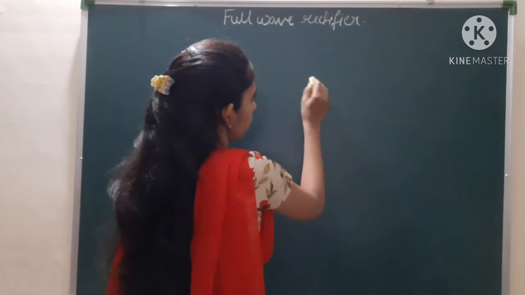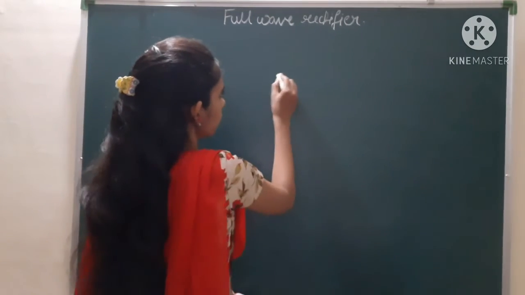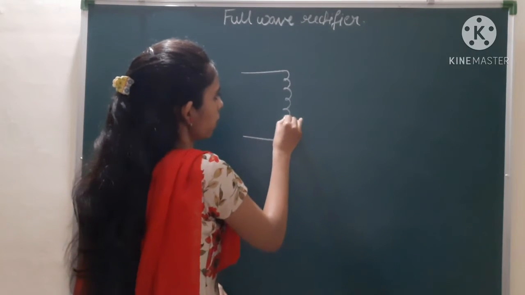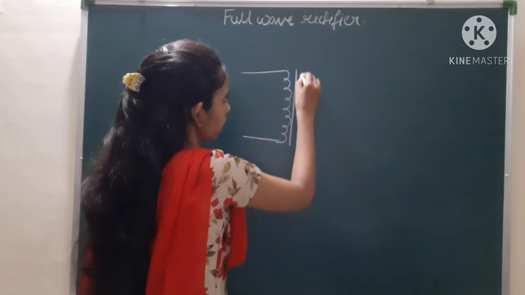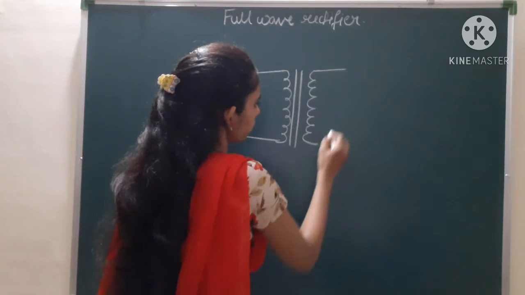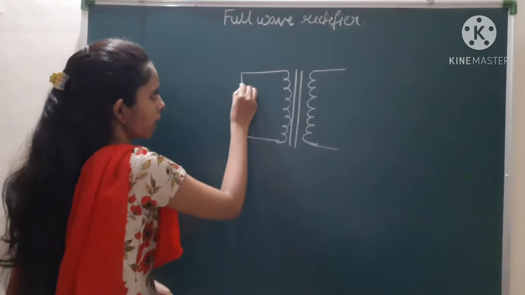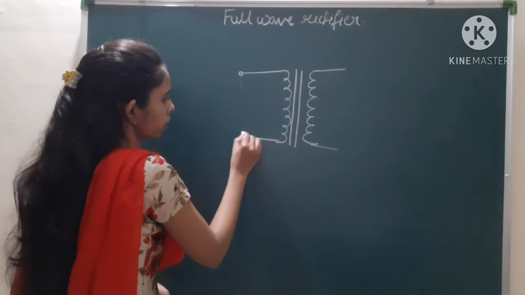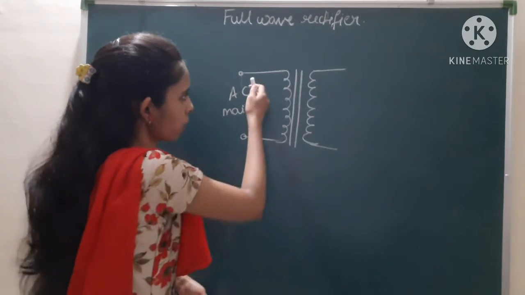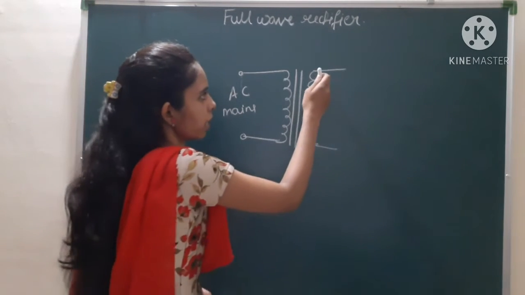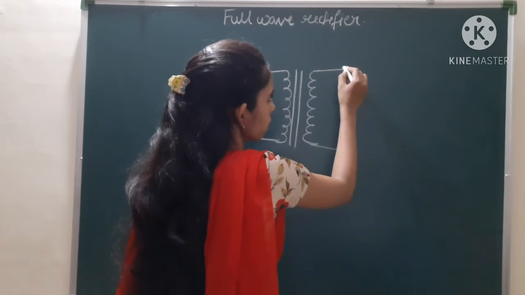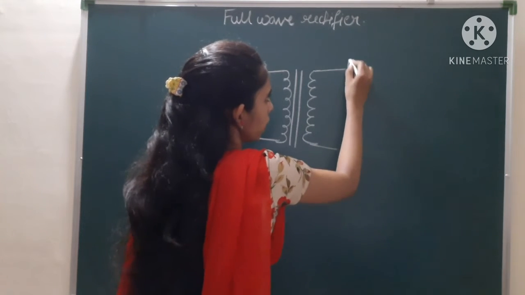Now, let us say that this is the primary coil of the transformer and this is the secondary coil of the transformer. Let us give AC main supply or AC voltage to the primary coil. Then here in the secondary coil there is an induction of current, and due to this, current is going to go to the diode.